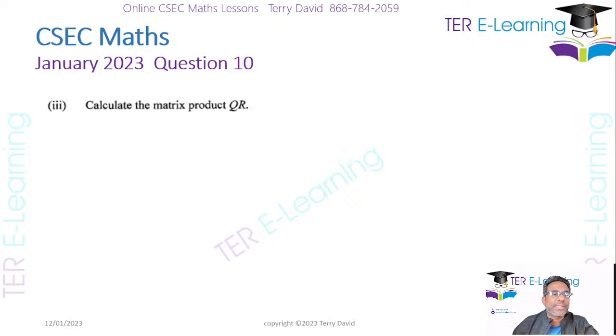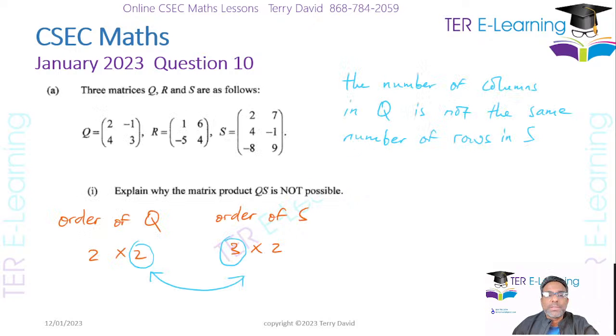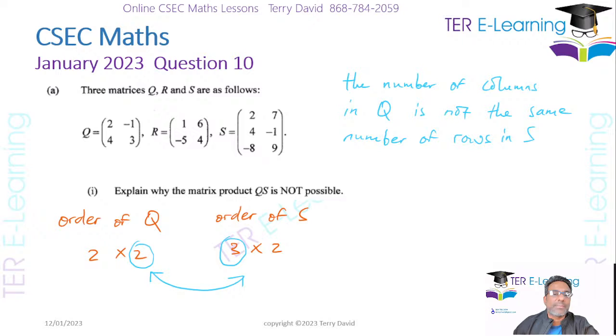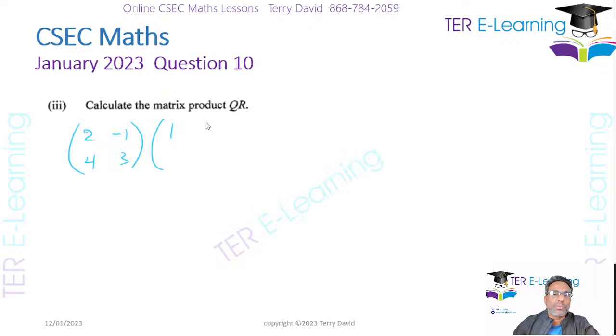And the next thing they want us to work out is QR. So Q is 2, minus 1, 4, 3. And R is 1, 6, minus 5, 4. Now, you need to remember you're going to get a 2 by 2 matrix as your answer. So let's call this E11, E12, E21, and E22.